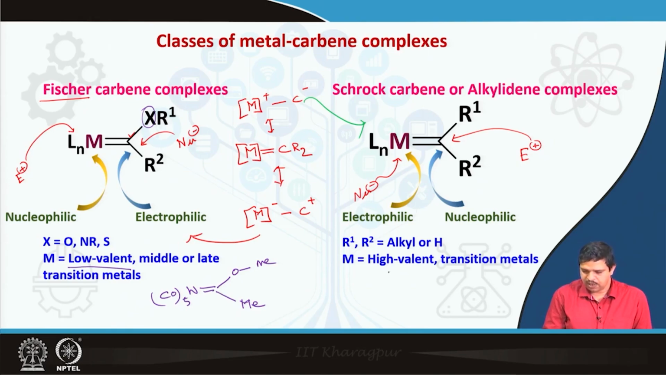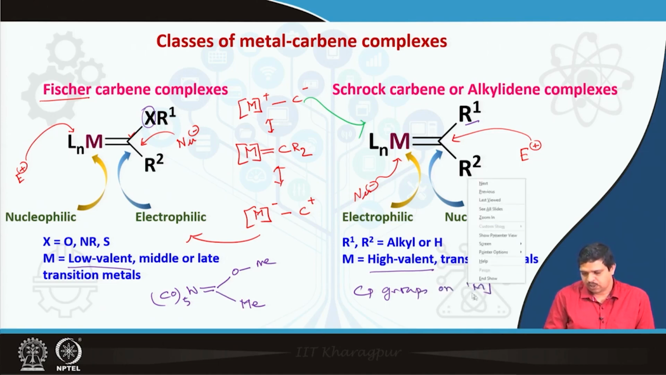Here the difference is that the metal center is high valent, generally late transition metals. And here you will see that the R groups on the carbene carbon are alkyl or hydride, or Cp groups on the metals as ancillary ligands. Cp groups on the metal center.